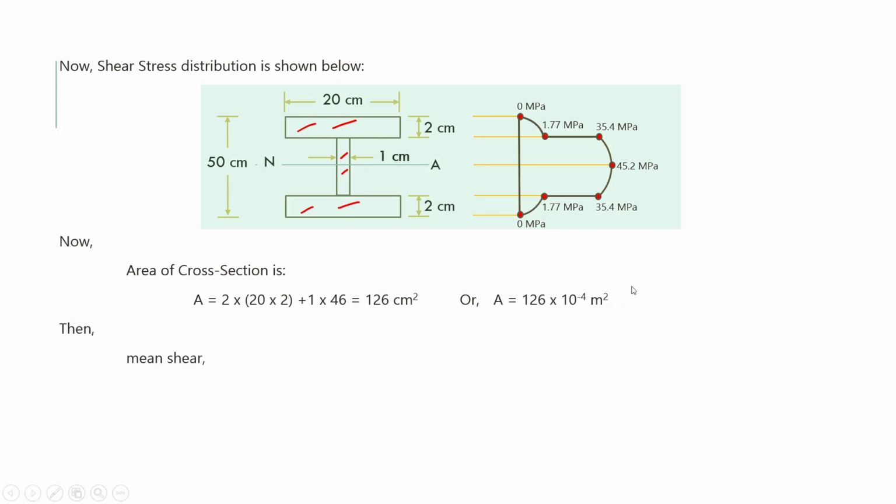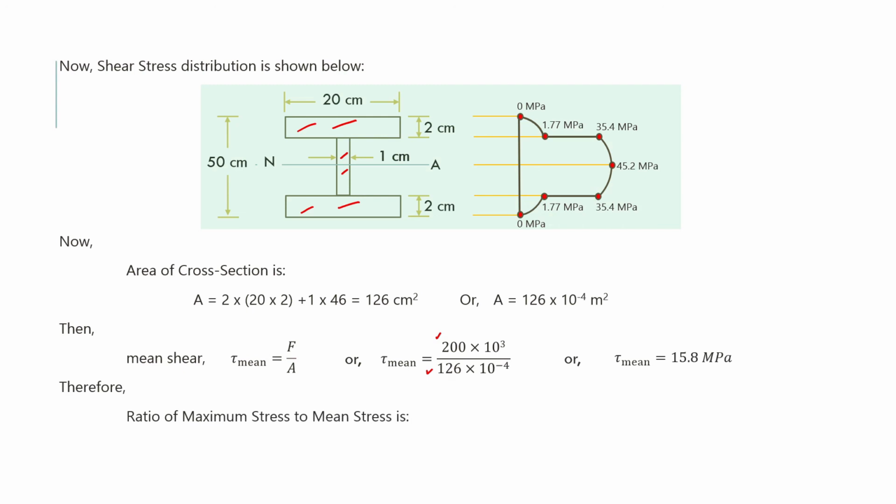Now the value of mean shear will be force, that is shear force, upon area of cross section. So the shear force given to us is 200 into 10 to the power of 3, and the area is 126 into 10 to the power of minus 4 meter square. So ultimately this mean shear will be equal to 15.8 megapascal. Now the ratio of maximum shear to mean shear will be tau max upon tau mean. Tau max we already found, this is 45.2 megapascal, and tau mean is 15.8 megapascal. So the ratio of these two will be 2.85.